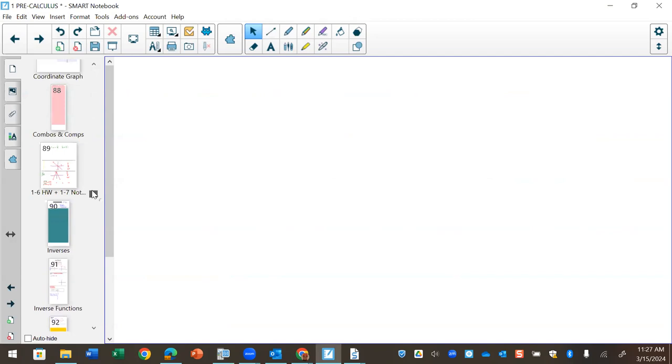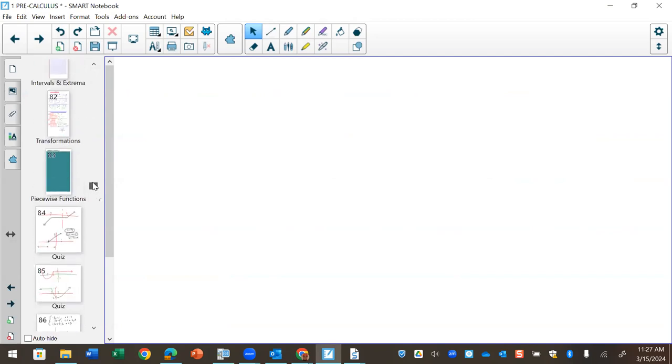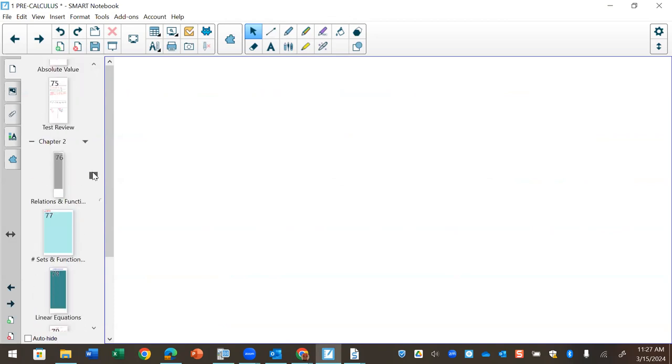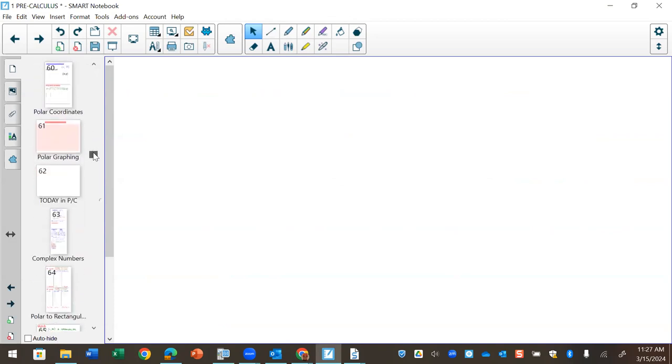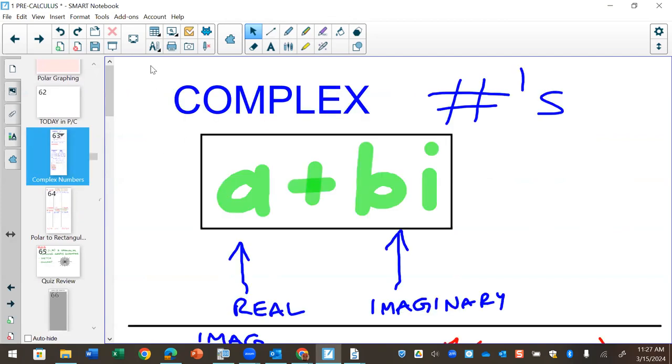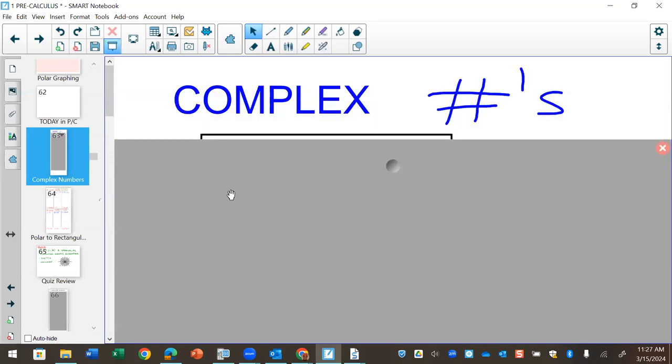Okay, today, polars. Rectangular to polar and vice versa. Complex numbers, here we go.